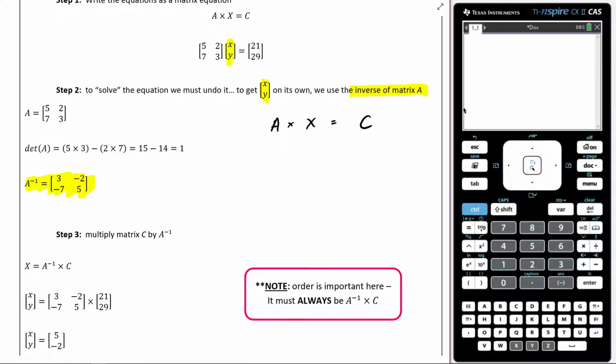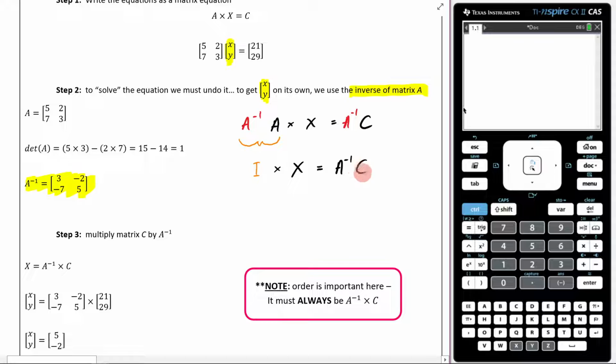To do that, you multiply this side by the inverse of A, and whatever you do to one side, you must do to the other. So we're going to multiply that by the inverse of A. The order here is important. It has to be in front of C. And then what can we say next? Well, we know that the inverse of A multiplied by A is just equal to the identity matrix. So this is going to be the identity matrix times X is equal to A^-1 C.